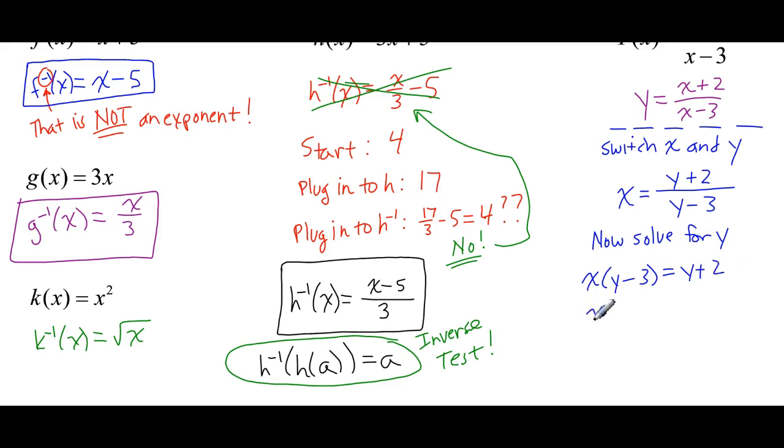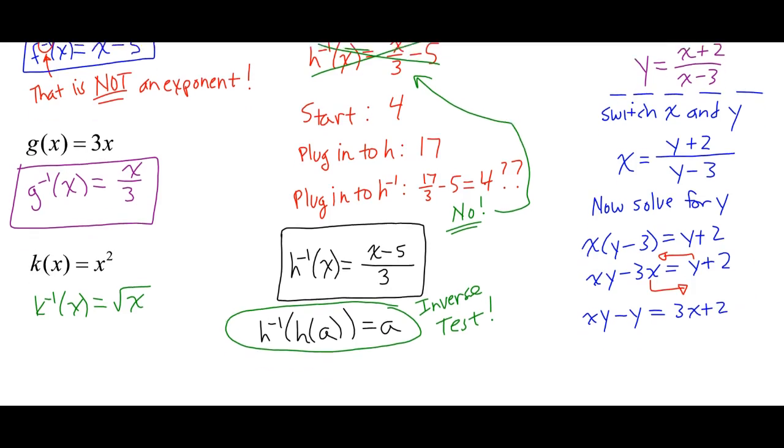And then I'll distribute in that x, because I don't like parentheses. And since I'm trying to solve for y, I want all the parts that involve y to be put on one side. So this y here, I'm going to move it over to the left. And anything that doesn't have y, I'm going to move it over to the right. So I'm going to end up with xy minus y equals 3x plus 2.